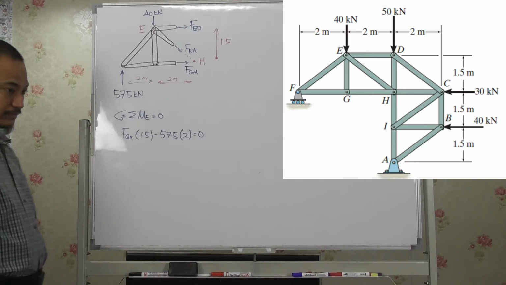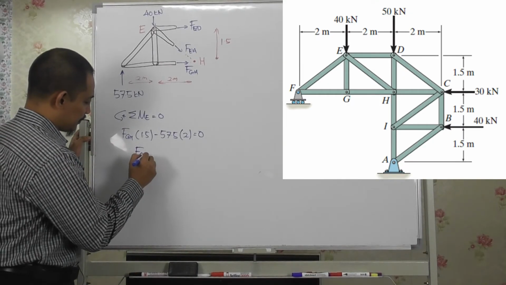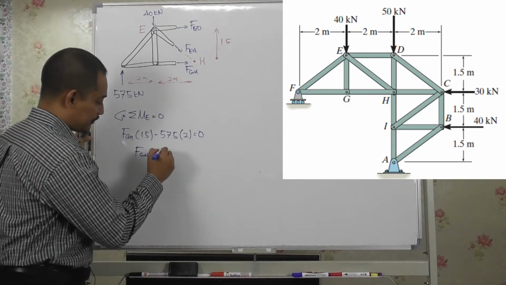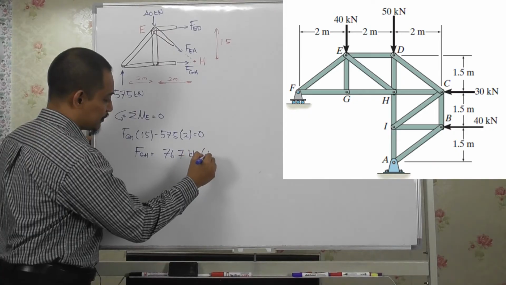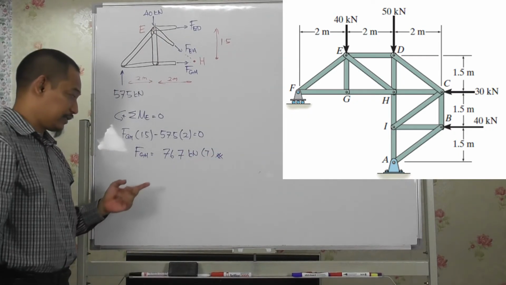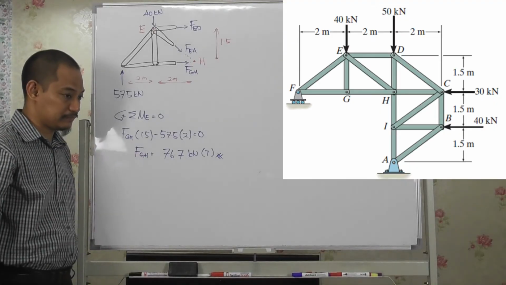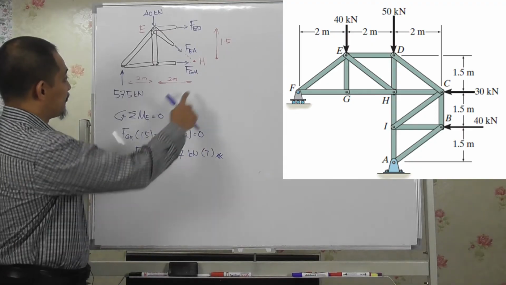Alright. Okay, so from here you can solve for FGH equal to 76.7 kilonewton, meaning it is in tension. Because I assume everything in tension, I got this in positive. Alright, so we have solved for FGH.